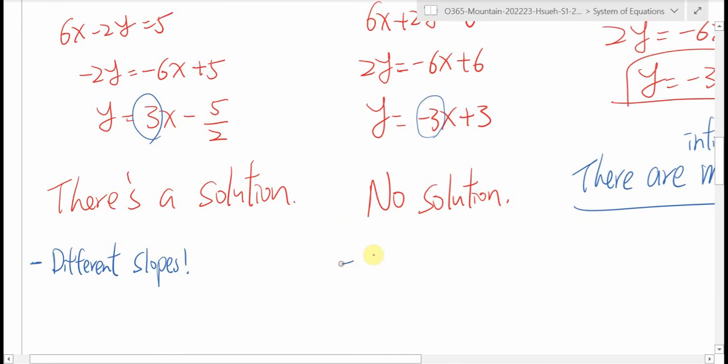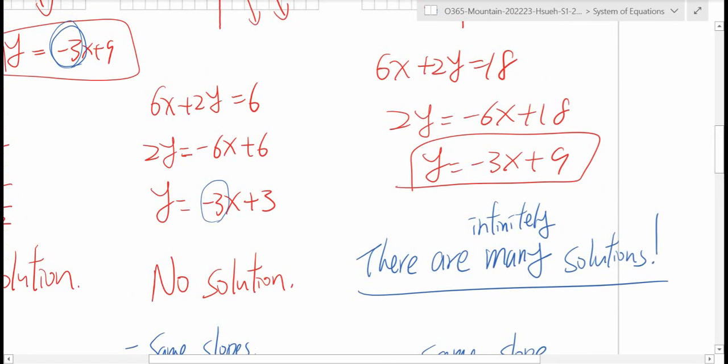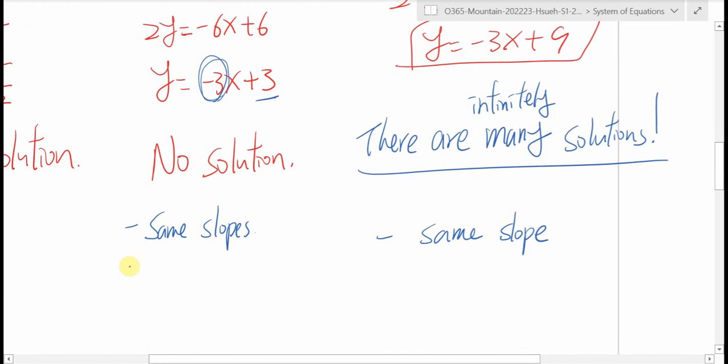And this one, you have the same slopes. But then you also notice in the third one, they also have the same slopes, right? So what's the difference, comparing part B and part C? Well, in part B, they do have the same slope, but the y-intercepts are different, right? So same slopes, but different y-intercepts.